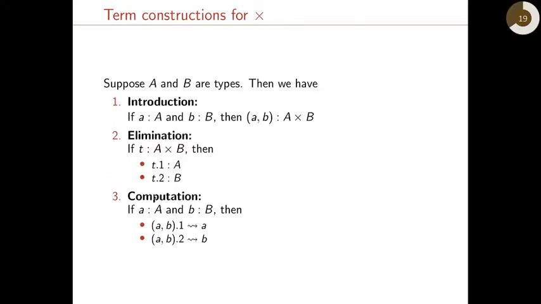The next term construction we look at is the product, times. Suppose A and B are types. Then we know that we have a new type, A times B. Now, how do we produce a term of the type A times B? This is what the introduction rule allows us to do. The introduction rule says that if a is a term of type A and b is a term of type B, then we can form a new term that we call a comma b, this pair, which is a term of type A times B. That's the introduction construction for times.